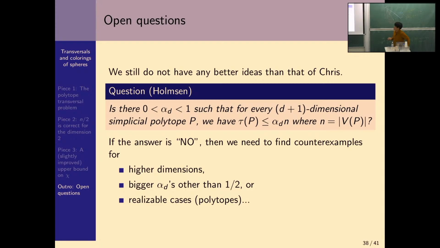Maybe I can change it. So if the answer is no, then we need to find counterexamples, obviously. But how can you obtain counterexamples for higher dimension, just for 1/2? Or what about getting a counterexample for bigger alpha d, or the realized cases like polytopes or something? So these are still out of my hands. I don't know how to do that.